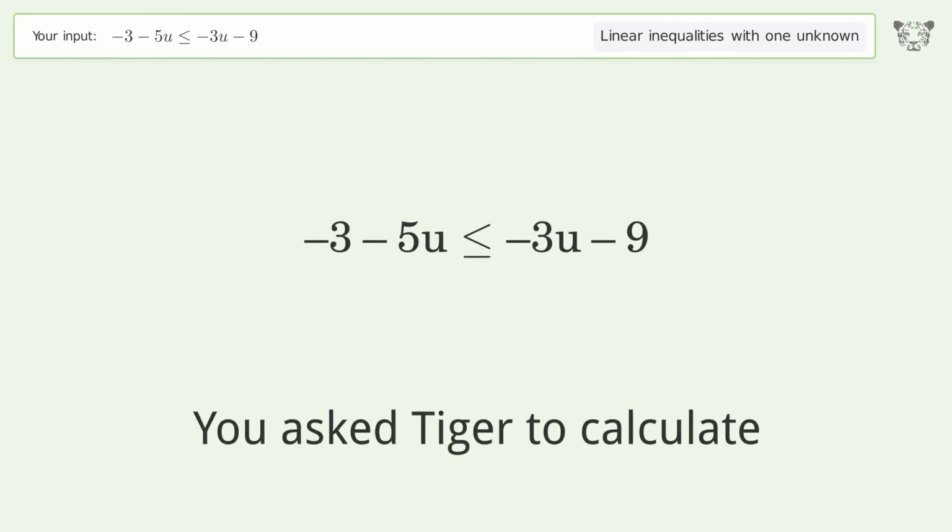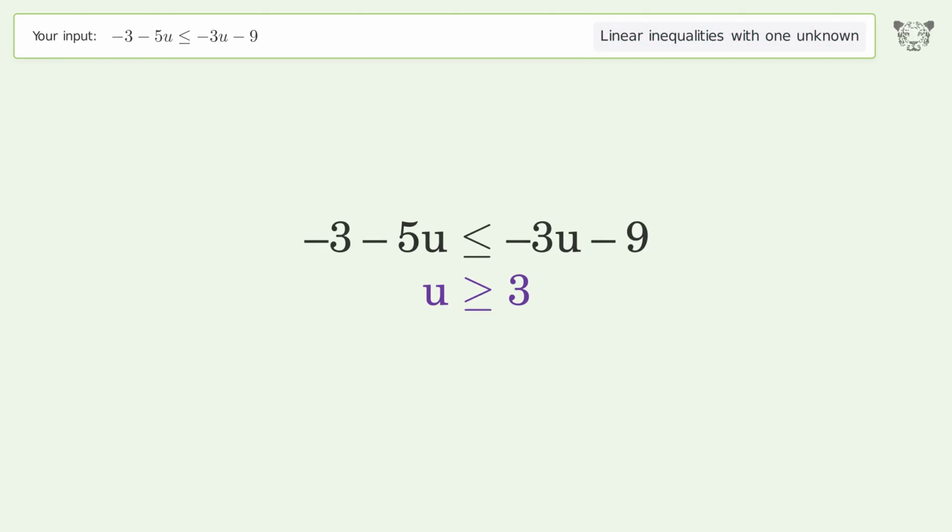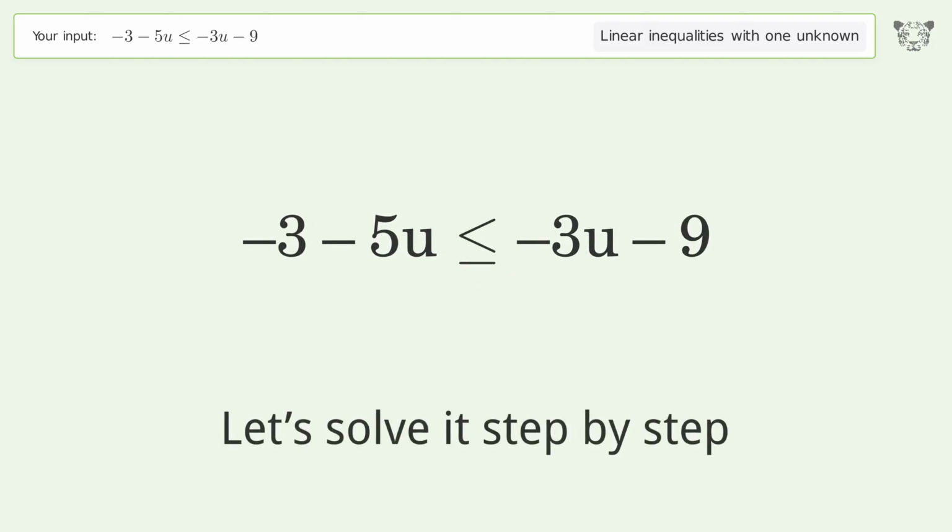You ask Tiger to calculate. This deals with linear inequalities with one unknown. The final result is u equal or greater than 3. Let's solve it step by step.